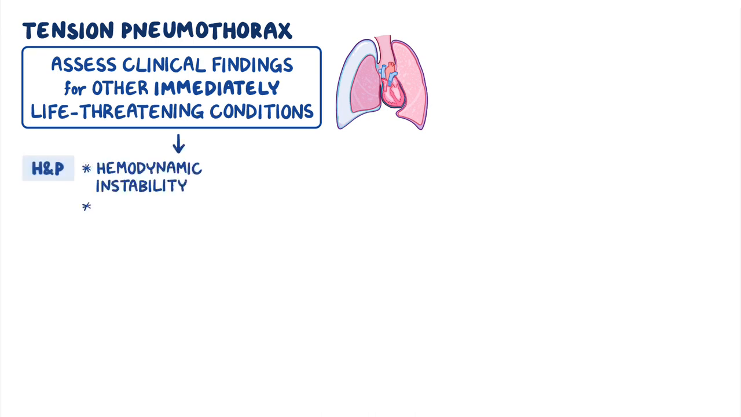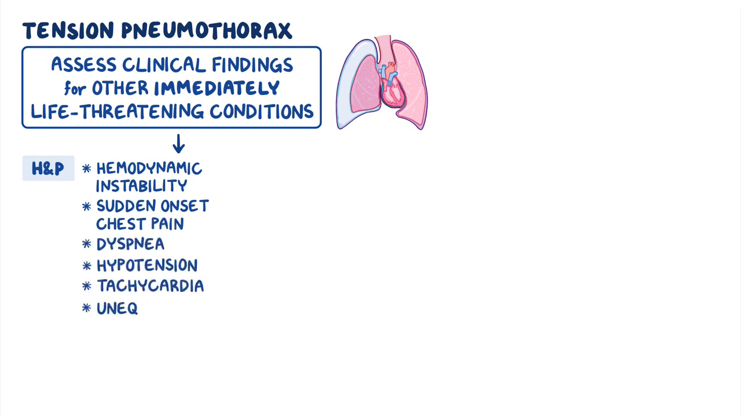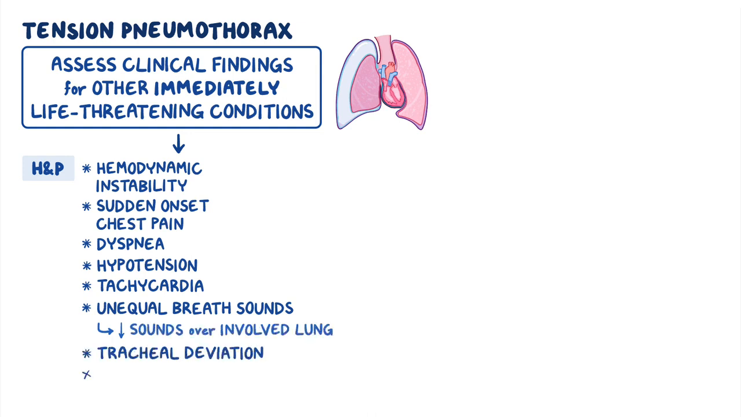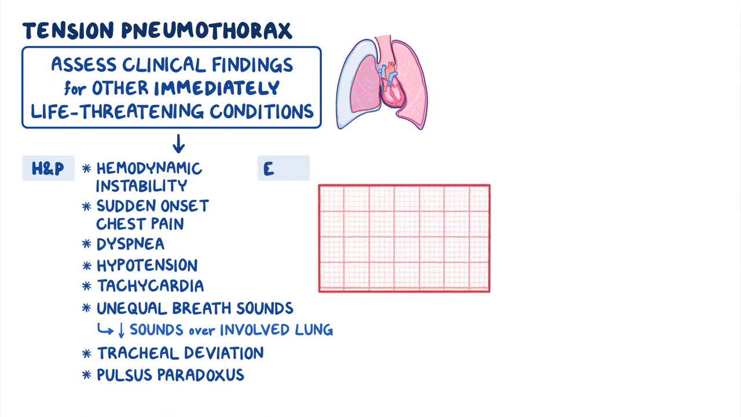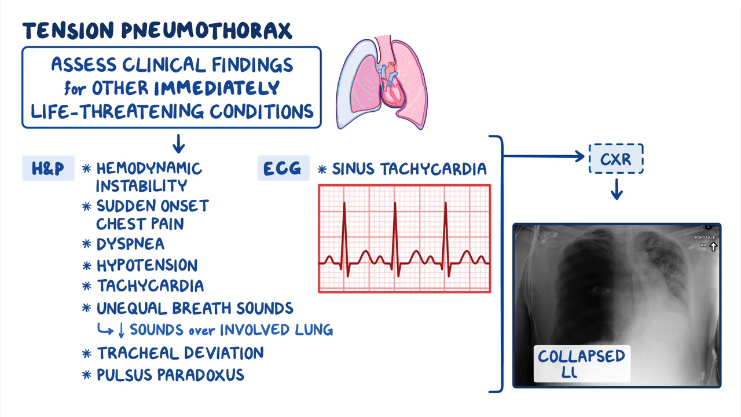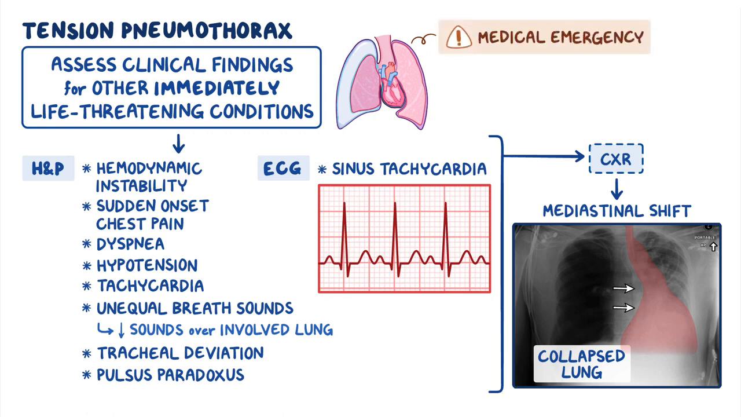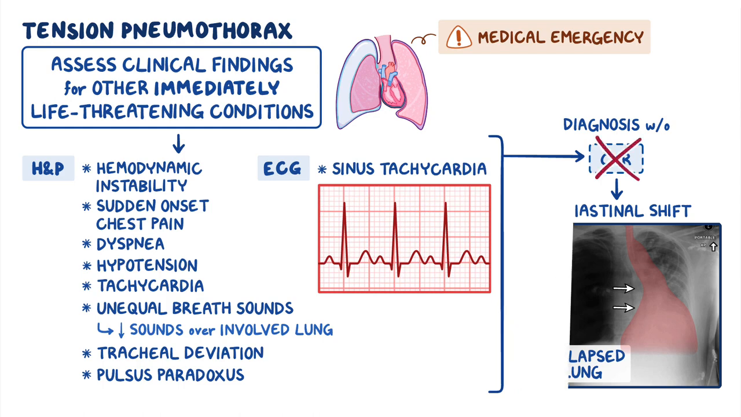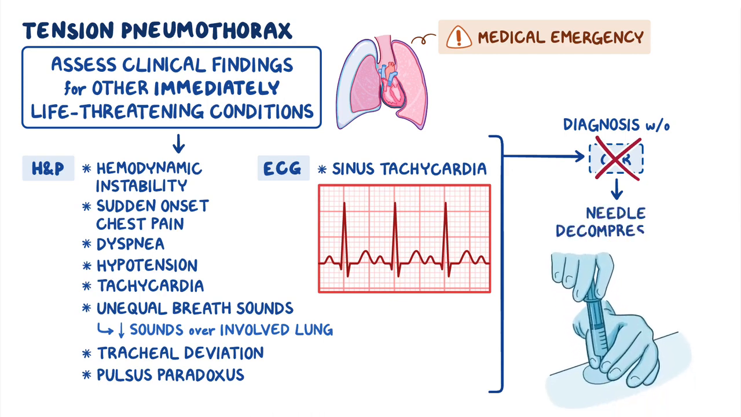The patient can present with sudden onset chest pain with dyspnea, hypotension, tachycardia, unequal breath sounds with decreased sounds over the involved lung, tracheal deviation, and pulsus paradoxus. ECG may show sinus tachycardia, while chest X-ray may show a collapsed lung and mediastinal shift away from the affected side. However, tension pneumothorax is a medical emergency, so you should make the diagnosis based clinically without waiting for a chest X-ray. After the diagnosis is made, immediately treat with needle decompression.